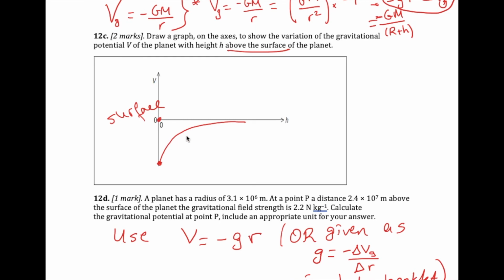Draw a graph to show the variation of the potential V by height above the surface of the planet. So there's a catch here. Normally we did this graph always like this, where this is the surface. But this question says from the surface. So the graph they want actually starts from the surface. We're not asked to show inside the planet. That's why it starts from this intercept. That value would be minus GM over r, and obviously it increases, approaching 0 at infinity.